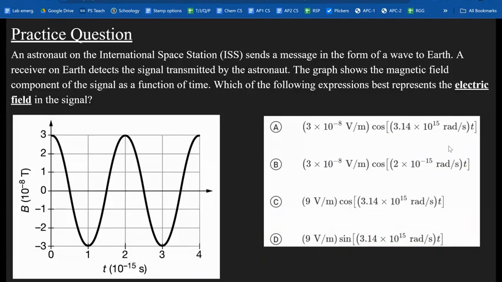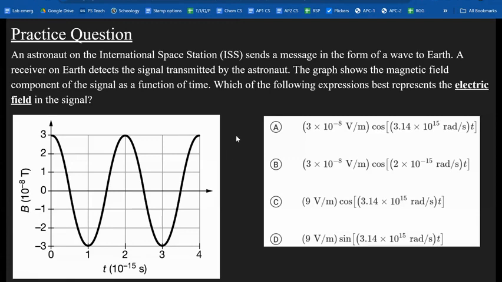All right, practice question here. So we have an astronaut who is on the ISS. Send a message in the form of a wave to Earth. Receiver detects the signal transmitted. The graph shows the magnetic field component. Magnetic field component. Okay, make sure you always pay attention to that. I mean, you could have seen that on the graph because it says B in terms of 10 to the minus 8 Teslas versus t in 10 to the minus 15 seconds.